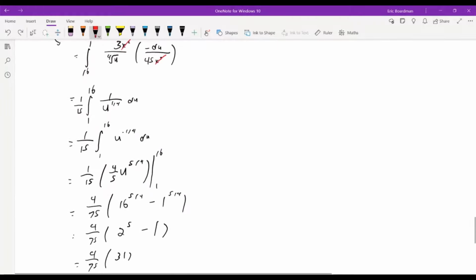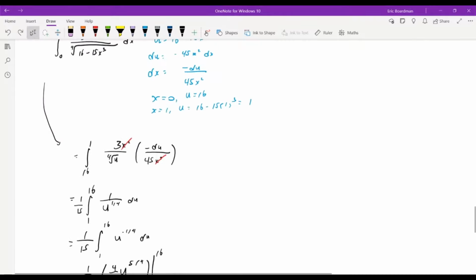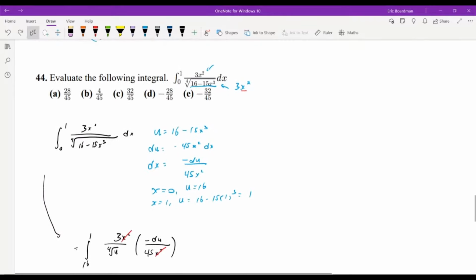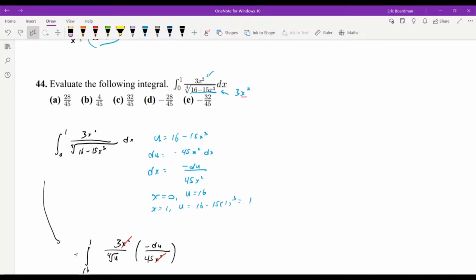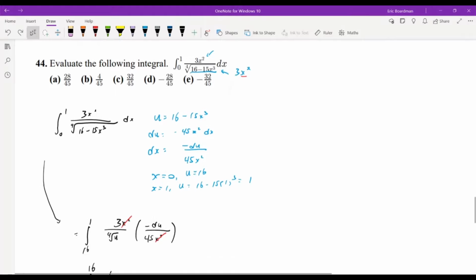Okay, so I must have made a mistake. I'll just quickly look over it. So, u equals 16 minus 15x cubed. So du equals negative 45x squared dx. By the way, if anyone sees a mistake, just let me know.